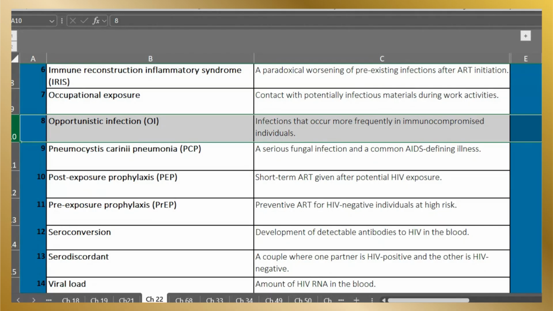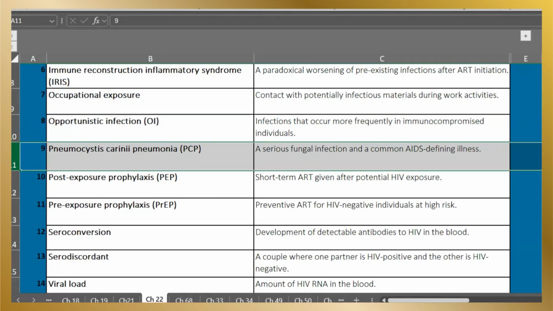Opportunistic infection, OI, an infection that occurs more frequently in immunocompromised individuals. This is common in HIV/AIDS, for instance PCP and candidiasis. Prophylaxis and early ART initiation are key to prevention.